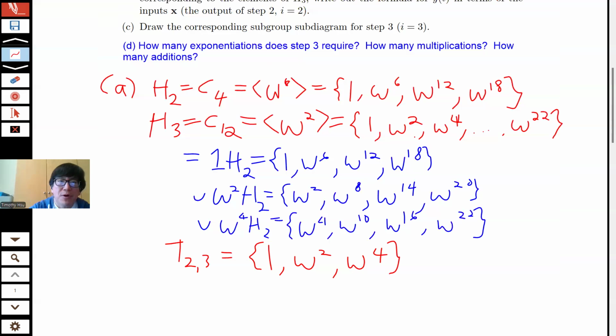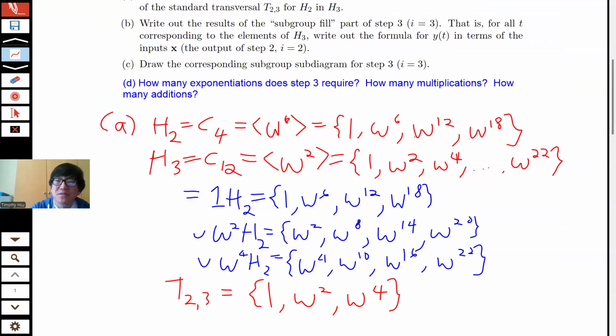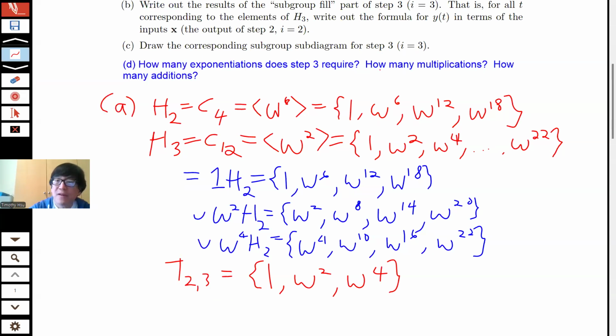So let's go on to part B. In part B, write out the elements of the subgroup fill stage of step 3. That is, for all the elements corresponding to the elements of H3, write out the formula for y of t in terms of the inputs x.